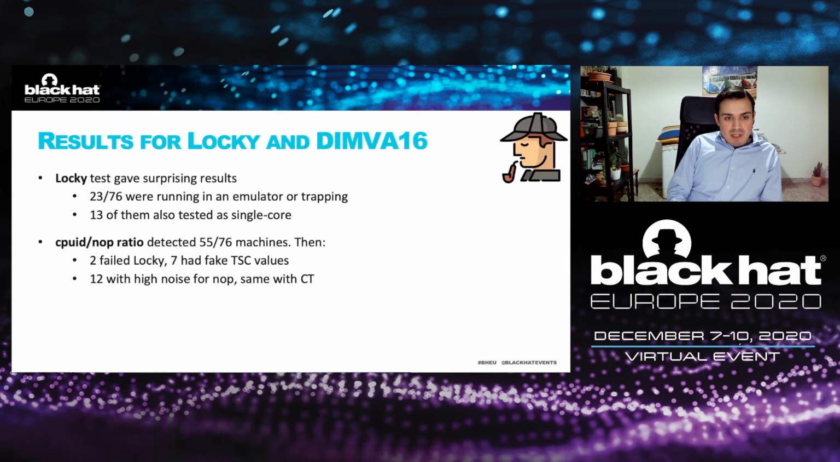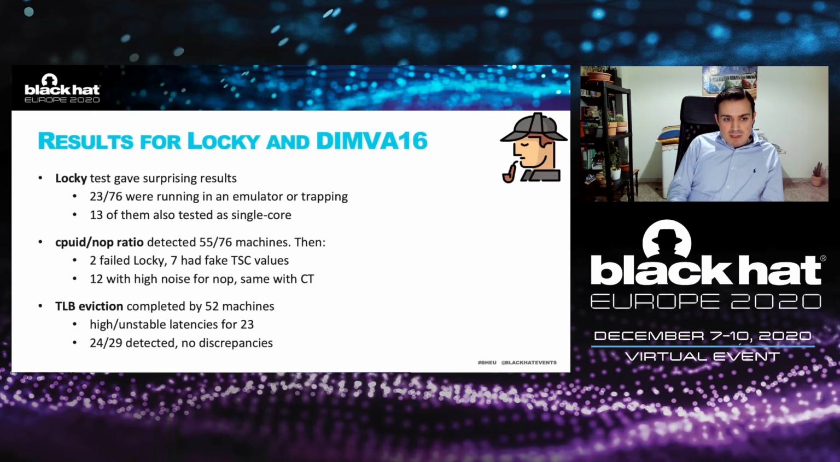But let's talk about detection 3, which revealed 2 more machines than detection 1. By looking at those results, we saw that 2 were failing the LLC test, and 7 had fake timestamp counter values, so we were able to detect them with the counter thread. But for 12 of them there was just too much noise for the NOP cycle. So we will try in the future to run these experiments again using another instruction.